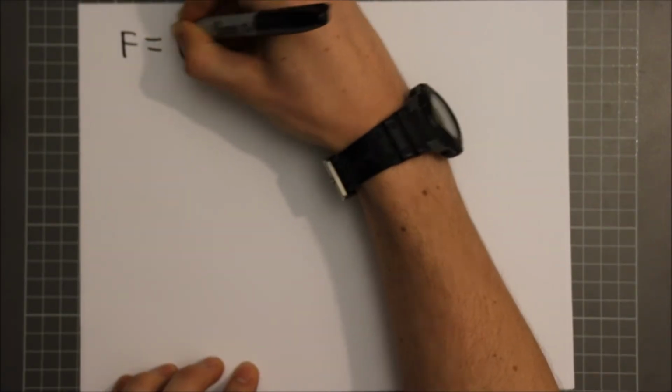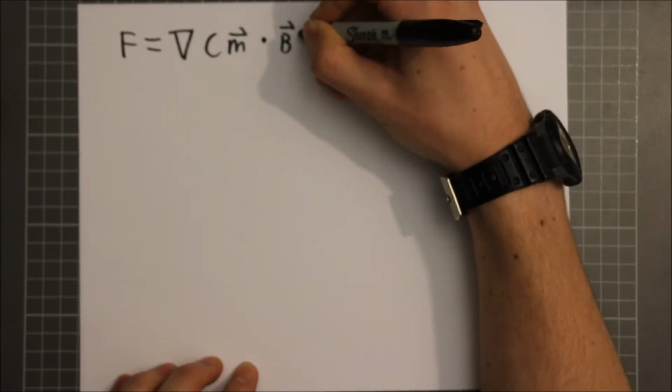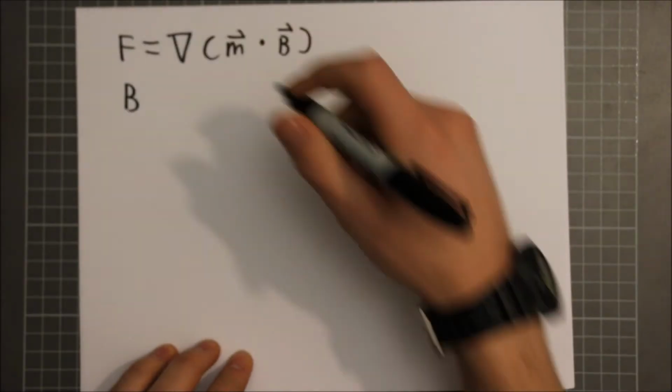So the first thing that we need to find is our force equation, the relationship between the sphere and the solenoid and how that creates a mechanical force. And that is given by the gradient of the magnetic moment of the sphere dotted with the magnetic field of the solenoid. So first let's talk about the magnetic field of the solenoid.